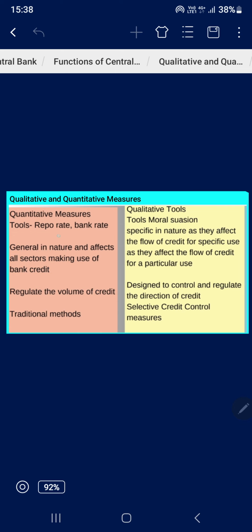Quantitative tools we have already done are bank rate, repo rate, reverse repo rate, open market operations, cash reserve ratio, legal reserve ratio, statutory liquidity ratio, and these are general in nature and affect all sectors making use of the bank credit, and they help in regulating the volume of credit. They are also known as traditional methods. Talking about qualitative credit control, they include measures like moral suasion, selective credit control, margin requirements. The difference is that these tools are specific in nature as they affect the flow of credit for particular use only, and they are designed to control and regulate the direction of credit.